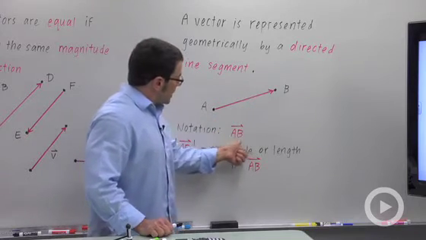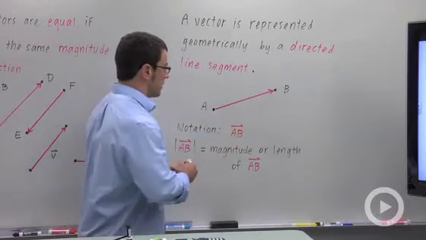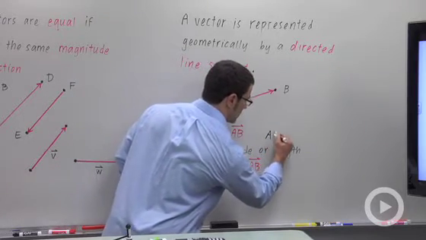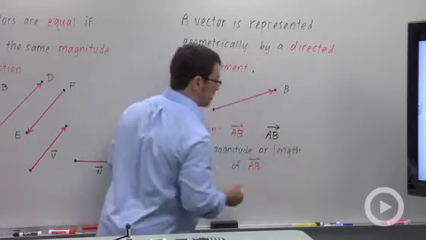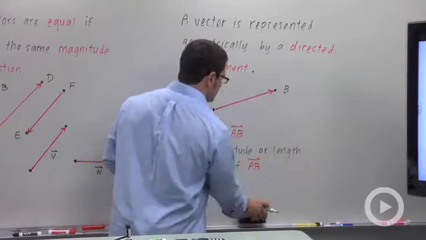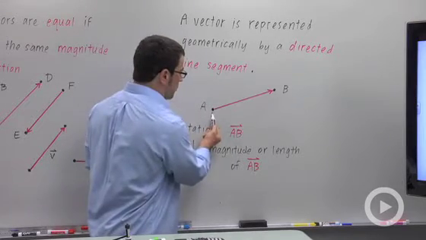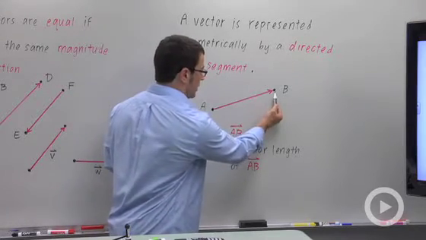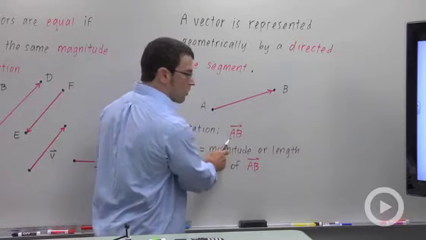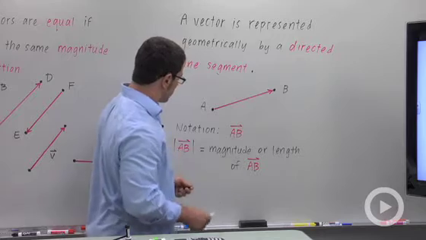And this is the notation for a vector. Notice the sort of half arrow over the top of it. It's not the same as the notation for a ray, which is a full arrow. So that would be a ray, this would be a vector. Notice also the order of the points is very important. A is the initial point, B is the terminal point. When you list a vector, you always start with the initial point and you finish with the terminal point, the point where the arrowhead goes.